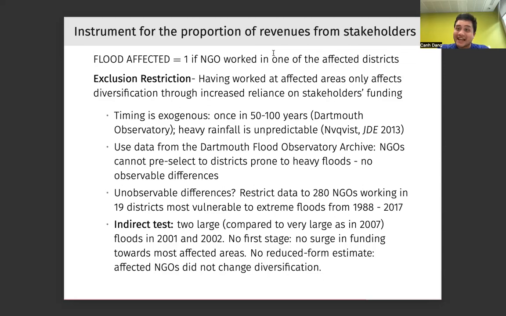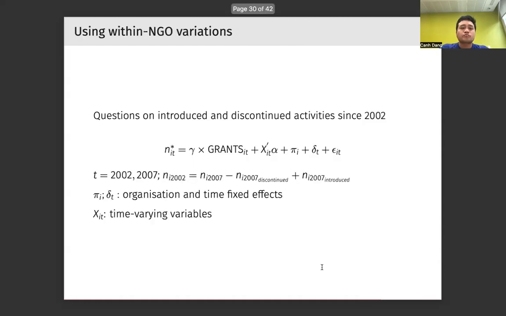diversification level. We performed this test by using a smaller flood in 2002, late 2001, early 2002, in which we didn't have this increase in international funding towards the area. So we have no first stage, no surge in funding towards the most affected areas, and we do not see a second stage or reduced form estimate as well. The affected NGOs did not change statistically their diversification. So the floods themselves did not directly affect the diversification level. So it supports our idea that the floods themselves would only affect the NGOs through the increase in the international funding.